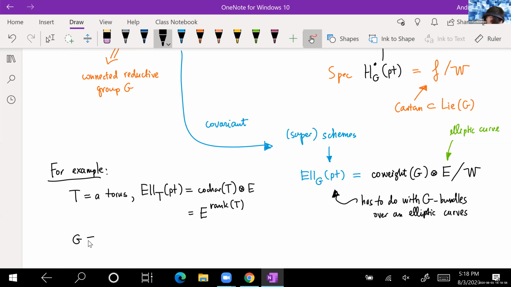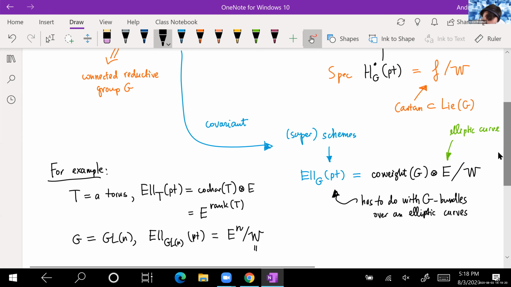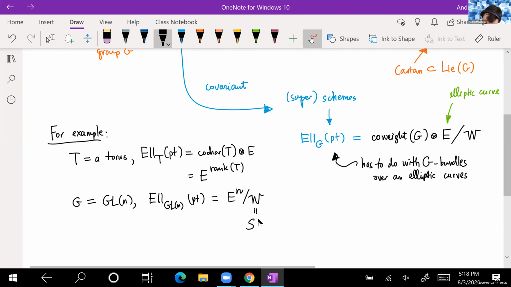And if G is GL_n, then elliptic homology of GL_n of a point, well, you take this kind of thing. We take E to the n, because it has a torus of rank n, and we mod it out by the Weyl group. The Weyl group is a symmetric group in this case. So that would be the n-th symmetric power of the elliptic curve.